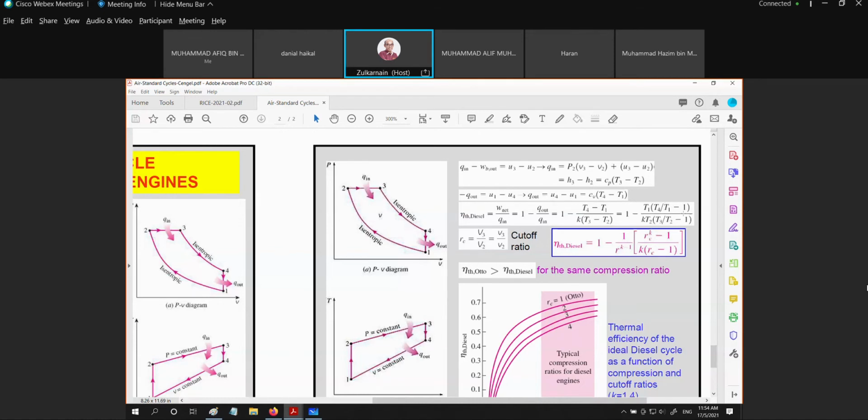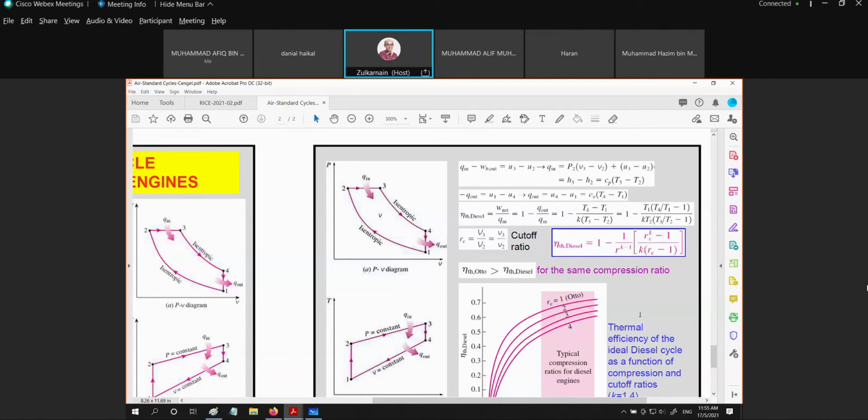To get this proof, the one in red color, I think you need about 2 pages. You can have a try and prove this equation, but it is quite tedious. Basically, you have to substitute the temperatures in terms of your cut-off ratio and also the compression ratio.